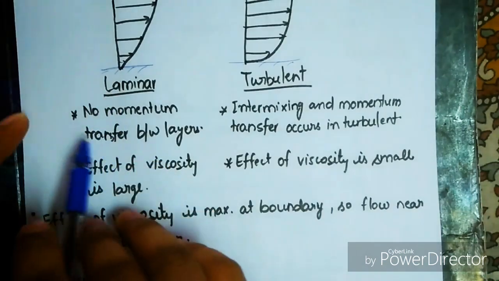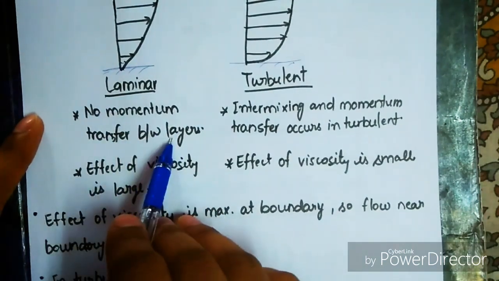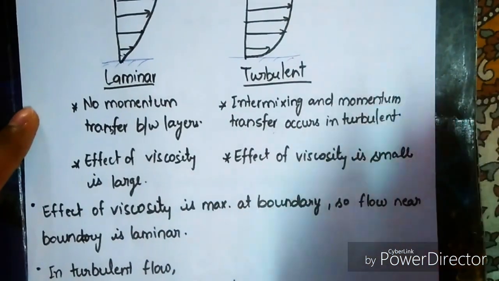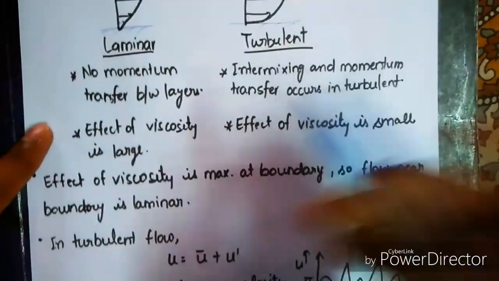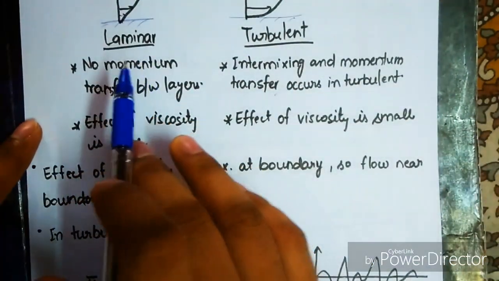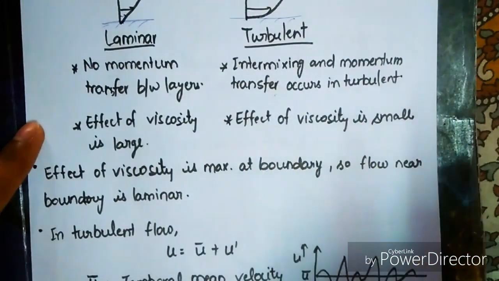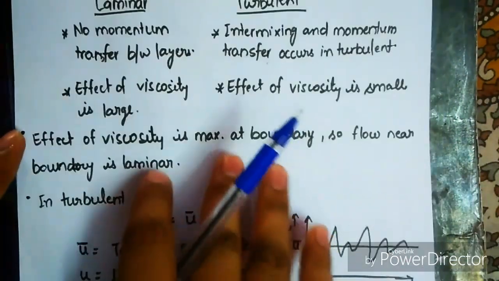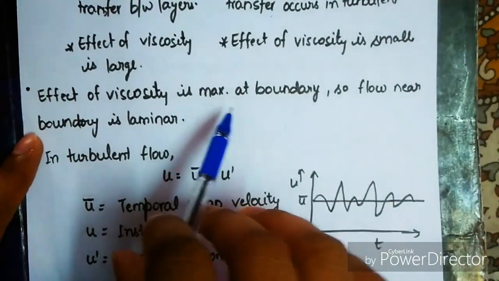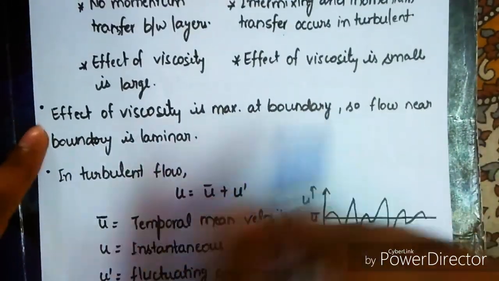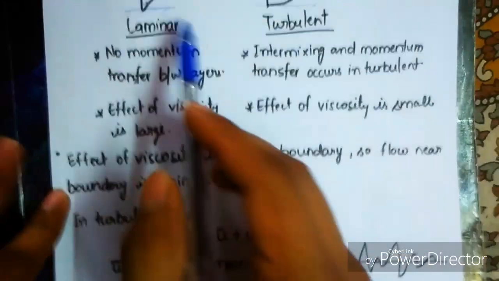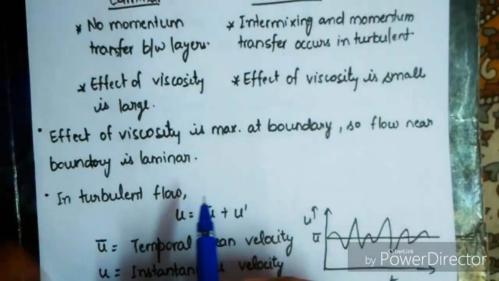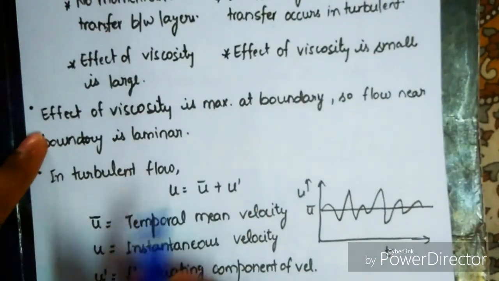Now in laminar flow, there is no momentum transfer between layers, but in turbulent flow, intermixing and momentum transfer occur. The effect of viscosity is large in laminar flow and small in turbulent flow. Usually laminar flow is due to the viscosity only. The effect of viscosity is maximum at the boundary, so flow near the boundary is laminar, like here. In the case of the boundary, we have the flow as laminar flow.